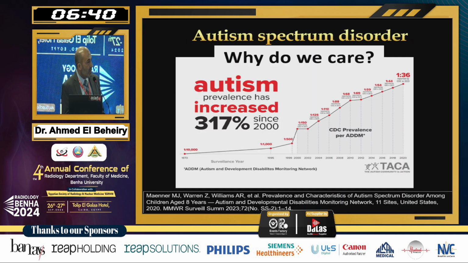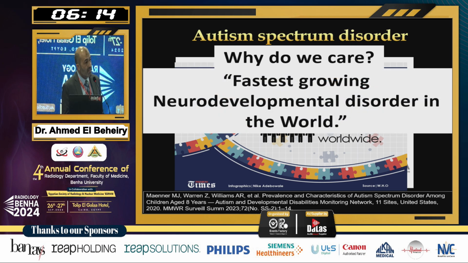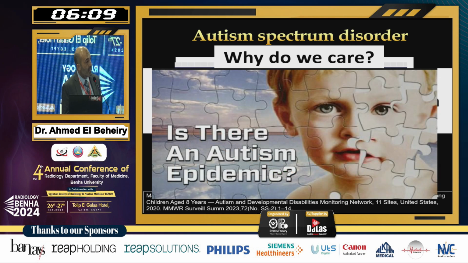Why do we care about autism? Because unfortunately, the prevalence of autism is dramatically increasing. In the United States, for example, according to the CDC, in the year 2000, the prevalence was 1 in every 500 children. In 2023, it reached 1 in every 36 children. According to the WHO, all over the world, 1 in every 100 children is affected by autism, which makes it the fastest growing neurodevelopmental disorder. And sometimes pediatric neurologists are asking, are we facing an epidemic of autism?